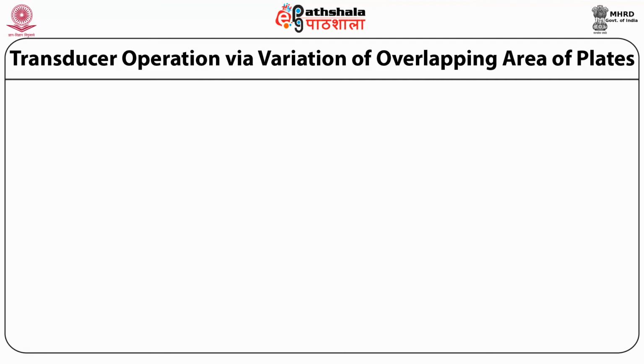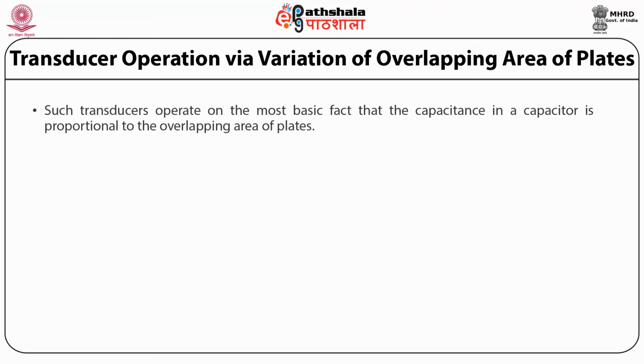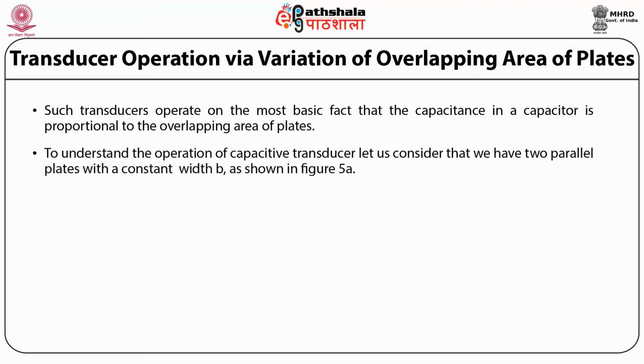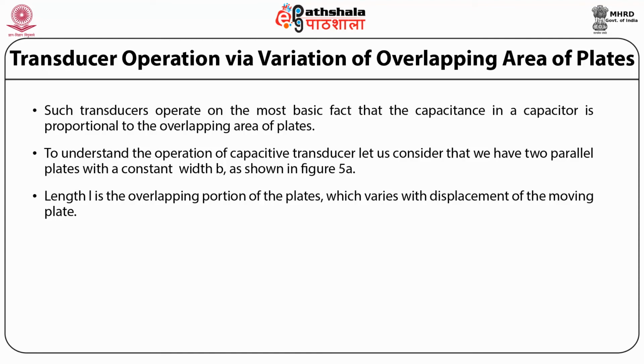Transducer operation via variation of overlapping area of plates. Such transducers operate on the most basic fact that the capacitance in a capacitor is proportional to the overlapping area of plates. To understand the operation of a capacitive transducer, let us consider two parallel plates with a constant width B as shown in figure 5a. Length L is the overlapping portion of the plates, which varies with the displacement of the moving plate.